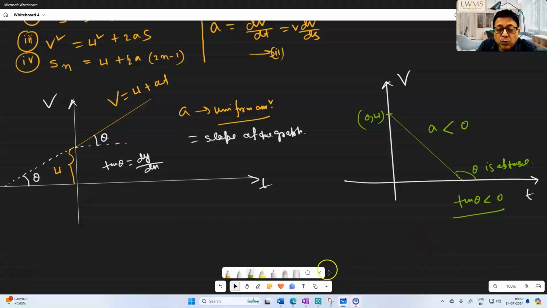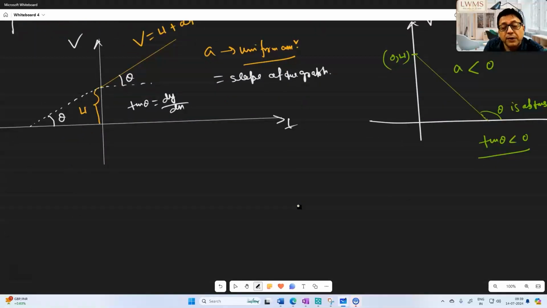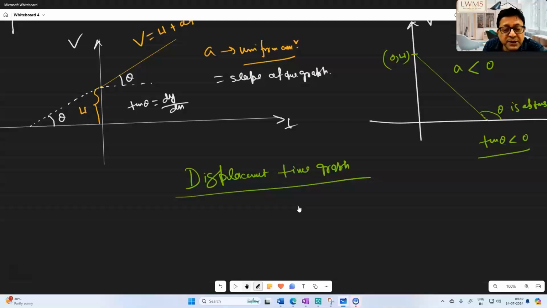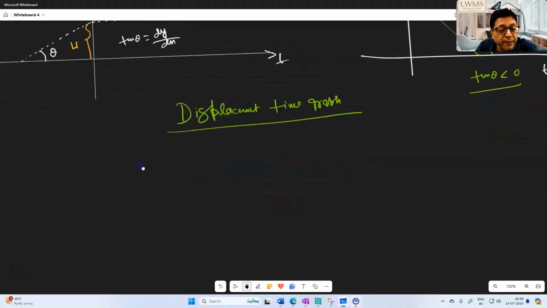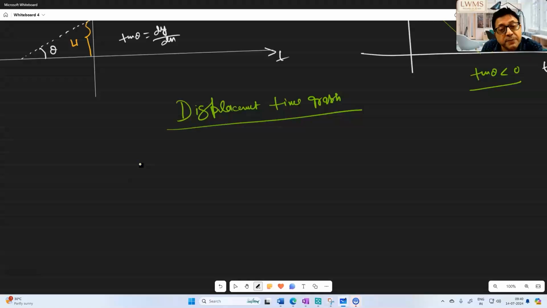But what will happen for a curve? You have to remember this. Why? Because when you go for the displacement time graph, then it is parabolic, no? Displacement time graph is parabolic if accelerated motion is there. If no acceleration is there, what will the displacement time graph be? Let me remind you everything.